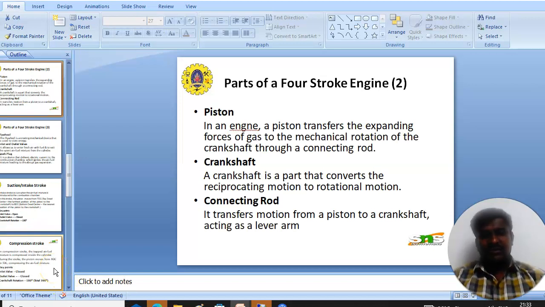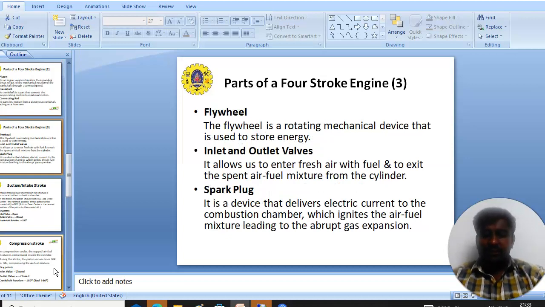First, the piston. In an engine, the piston transfers the expanding force of gases to the mechanical rotation of the crankshaft through a connecting rod. The crankshaft is a part that converts the reciprocating motion to rotational motion. The connecting rod transfers motion from the piston to the crankshaft, acting as a lever arm. The flywheel is a rotating mechanical device that is used to store energy.